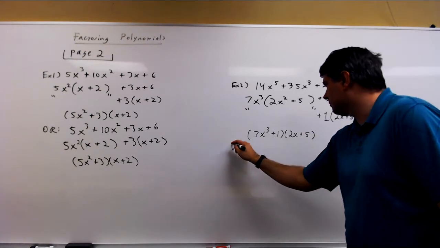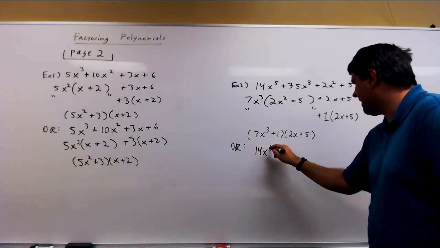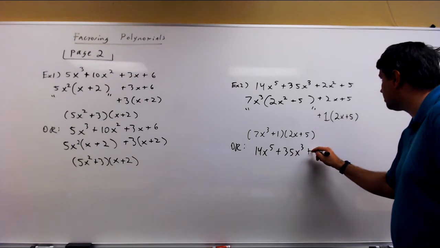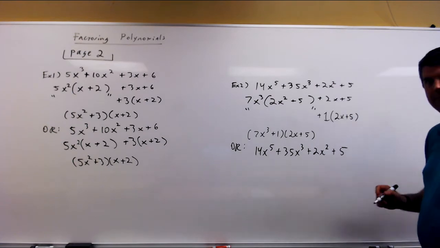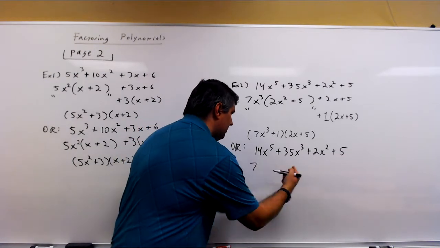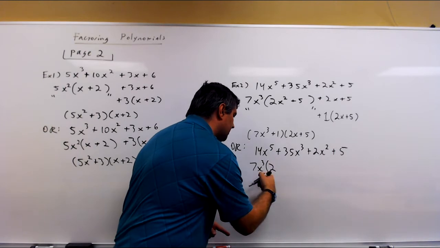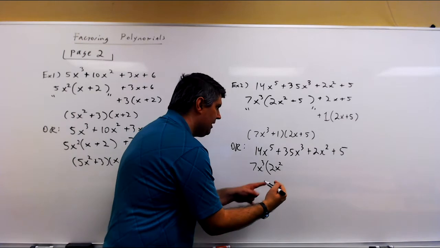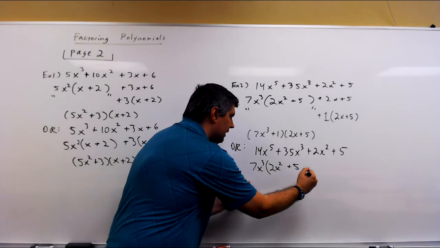Or you could have done this all at once. 14x to the 5th plus 35x cubed plus 2x squared plus 5. So what I could have done is these two are both divisible by 7. They both have an x cubed in them. So 14 divided by 7 is 2, x to the 5th divided by x cubed is x squared. Okay? And 35 divided by 7 is 5. And the x cubeds cancel.